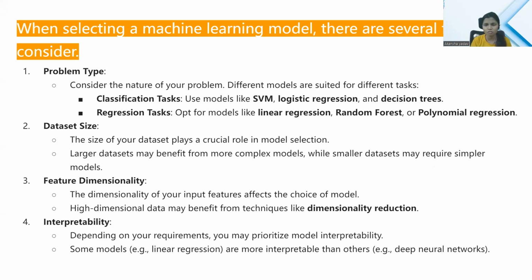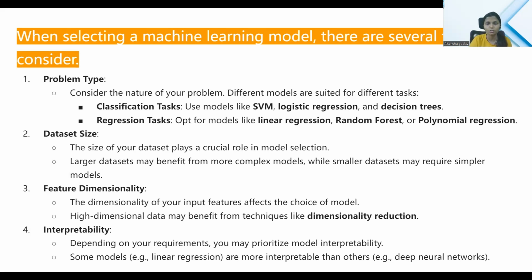The third parameter is the feature dimensionality. So you have to check for that. High dimensional data may benefit from techniques like dimensionality reduction. If there is data where you have high dimensionality, then you can go with dimensionality reduction. Next is interpretability. Suppose I want to interpret something.